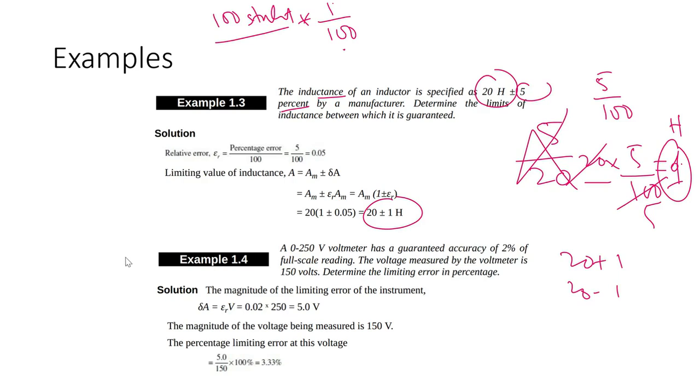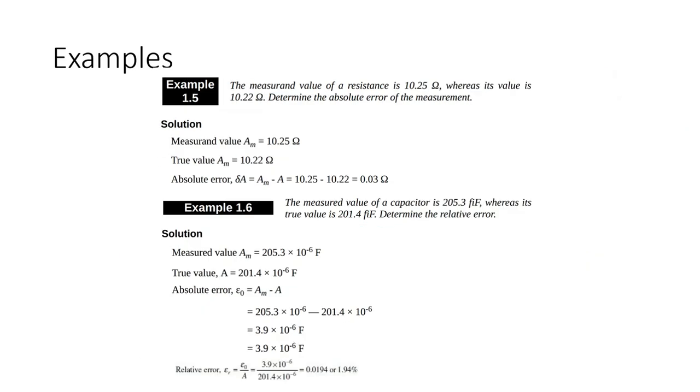These next problems, I want you people to check and solve. So these are left for you. These are just the same as the previous one, so just go through them. I will solve 1.6 for you if you want. Okay, so the measured value of a capacitance is 205.3, so this is AM, and the real value is 201.4, so this is our A.